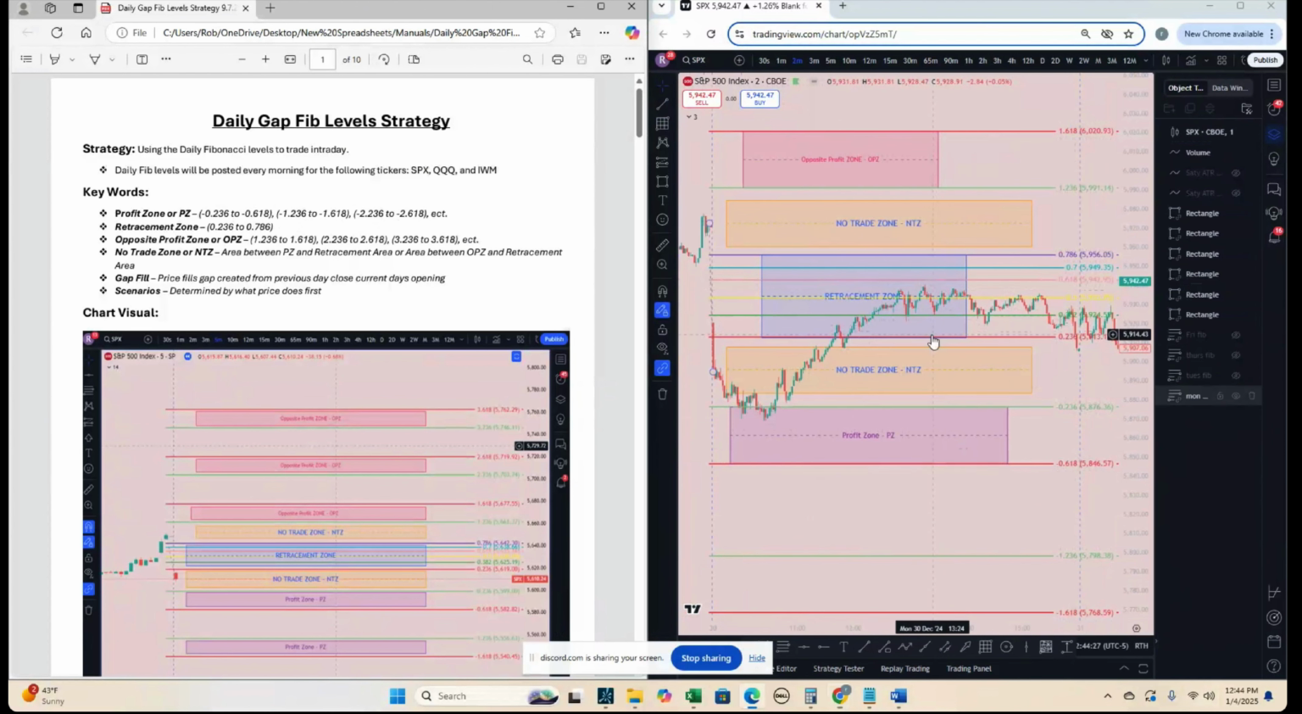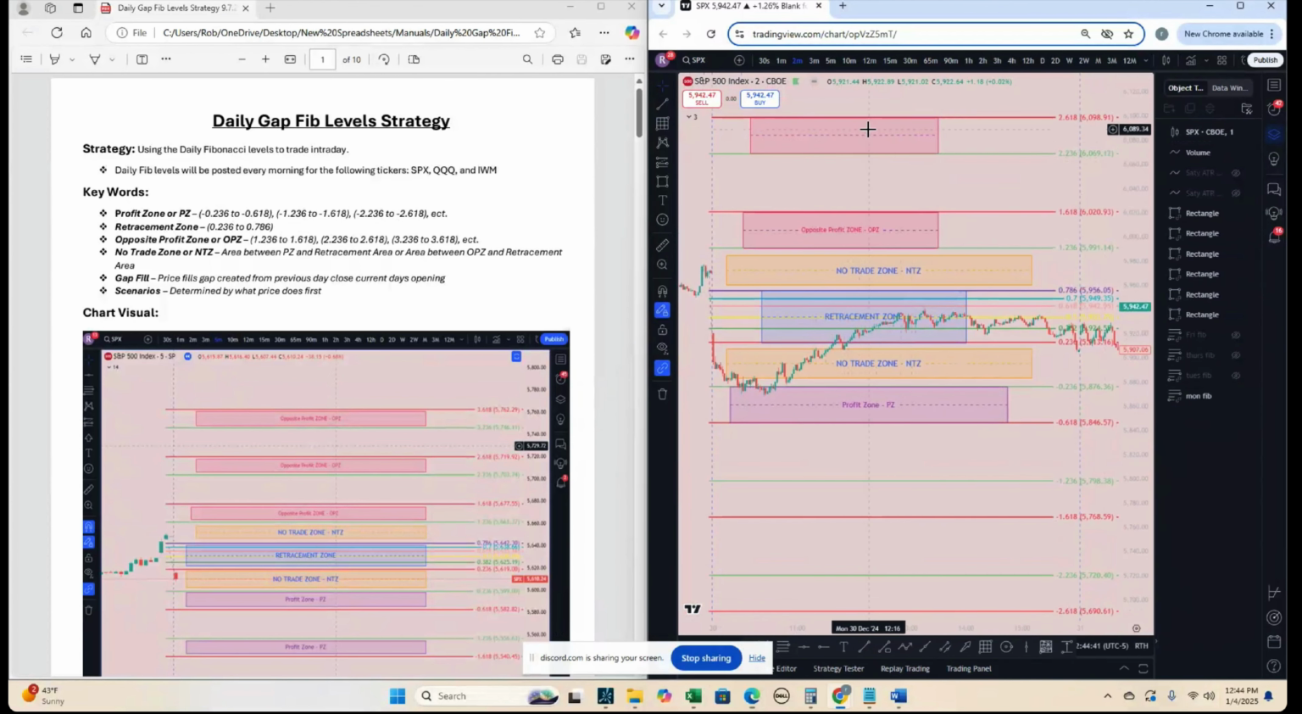The retracement zone is going to be your 0.236 to 0.786. Your opposite profit zone is going to be 1.236 to 1.618. And then as we go up, if we continue to go up, this will be your next one, and so on and so on. The area between the profit zone and retracement zone is a no trade zone. The area between the retracement zone and opposite profit zone is a no trade zone. Everybody understand that?